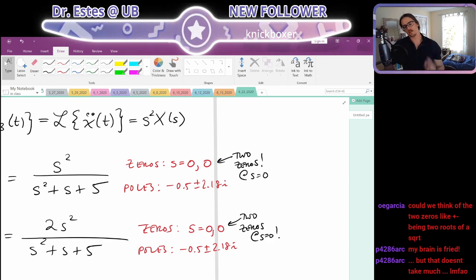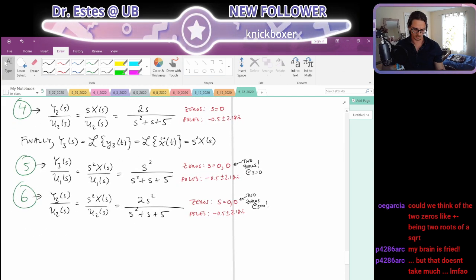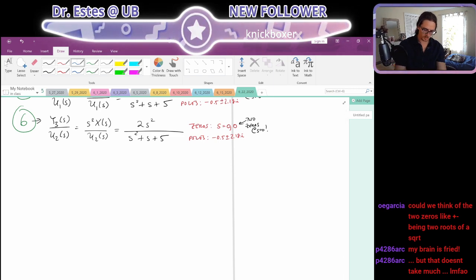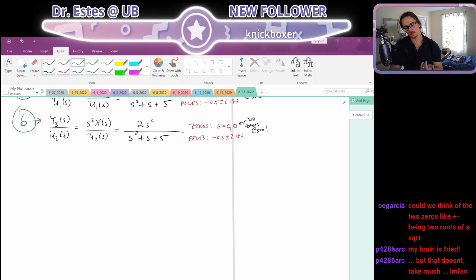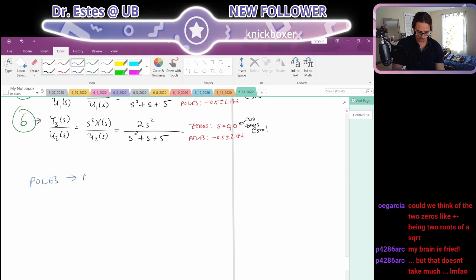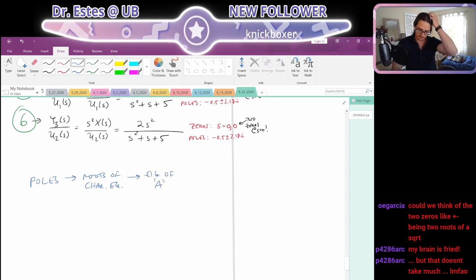Now zeros are interesting because I should have written this earlier. Zeros do not affect the stability of your system. Like poles, roots of characteristic equation, eigenvalues of A matrix. Well, they're all the same thing.